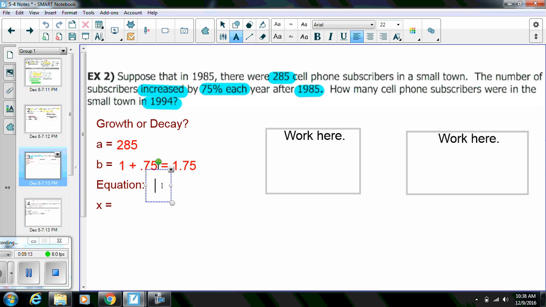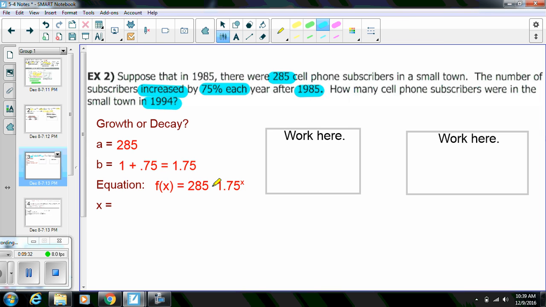So we get an equation of f of x equals 285, our initial amount, times 1.75 raised to the x power, because we don't know the amount of time quite yet. So let me put my multiplication symbol in. All right. So we have this equation. Remember our initial amount, A, and this is our B. This is our growth factor.